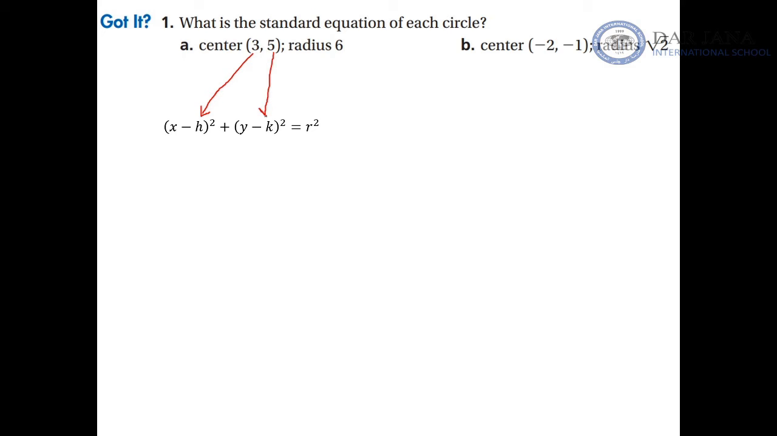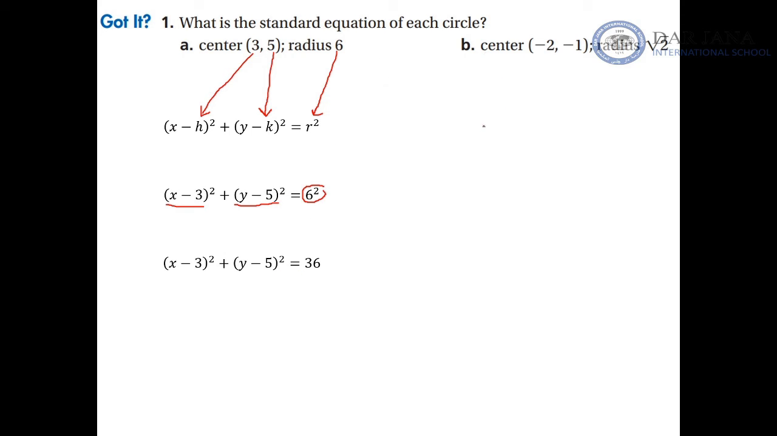K is equal to 5, and radius is equal to 6. So I'm going to replace these values. As you can see, in each parenthesis there is no simplification. The only problem is I have 6 squared. I'm going to calculate it to give me (x minus 3) squared plus (y minus 5) squared equals 36.